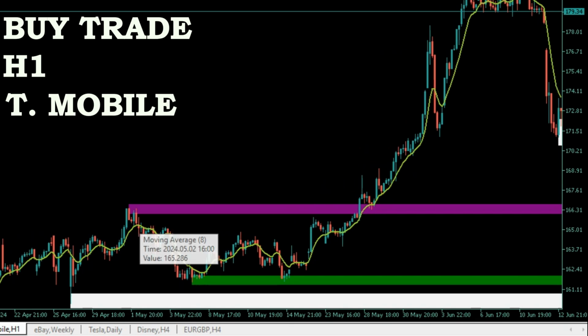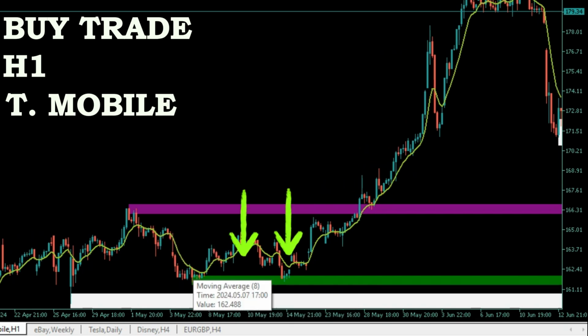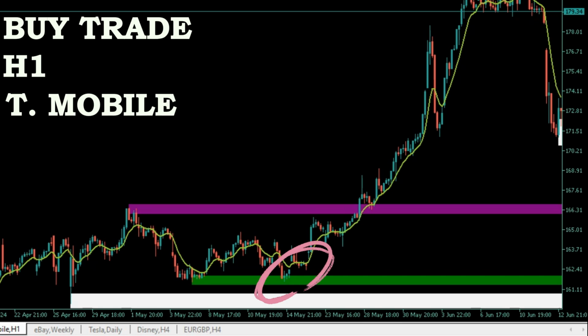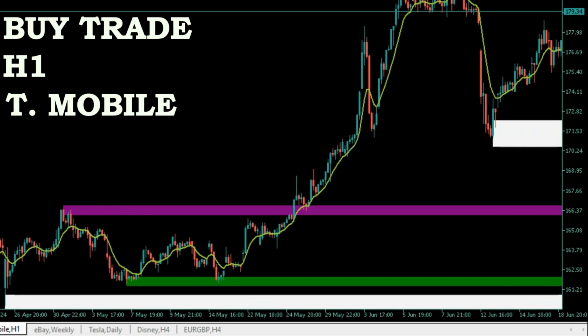As you can see, the Megatron indicator printed for us the green zone and prices tested it the first time, pushing upwards, then pulling back to retest it the second time. As you can see right here, price retested this zone the second time, forming a morning star-like signal.